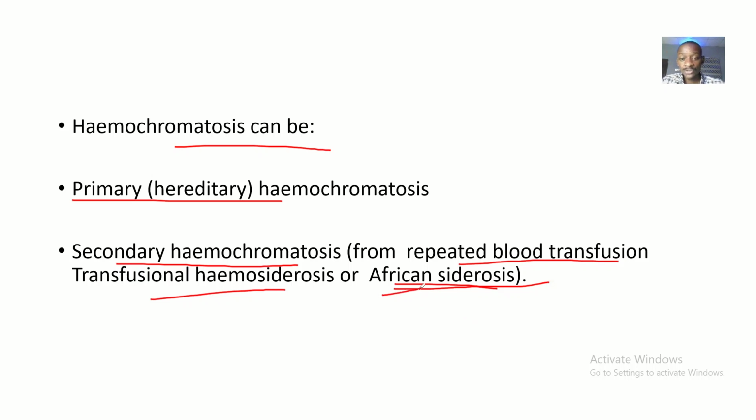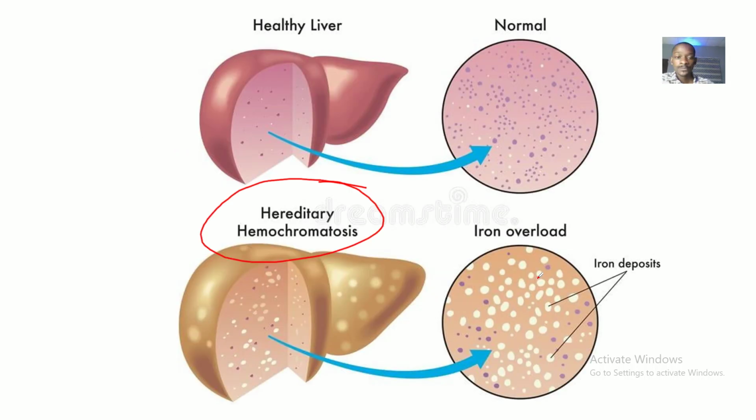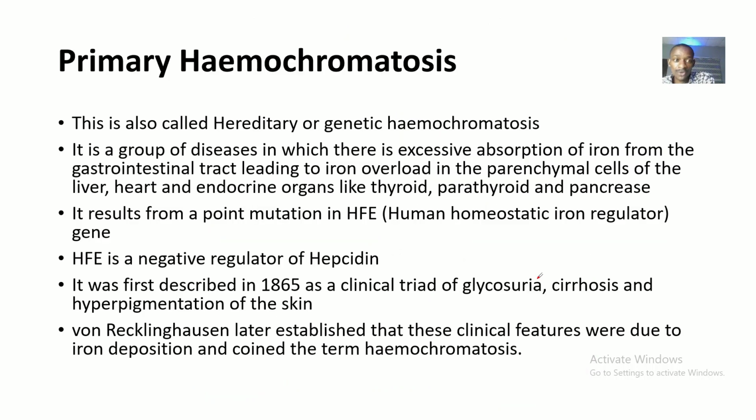African siderosis is basically a gene defect, and mainly the types of diets that Africans take contain a lot of iron and can lead to accumulation of iron in the body. I've already explained this slide, and I've already spoken extensively on the secondary causes of hemochromatosis. So this lecture will focus more on primary hemochromatosis. We'll be focusing on the gene defect. Let's talk about this gene defect, since you already know what the secondary causes are.